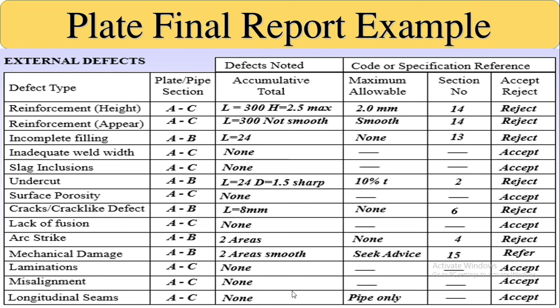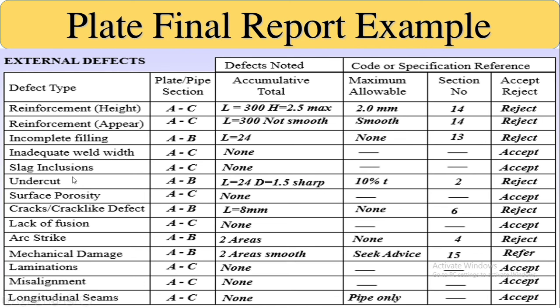If it is, you see here, inadequate weld width, they did not find anything. If nothing is found, you have to mention none, which means accept. You have to find out some length, 300 mm. Reinforcement height is 2.5 mm maximum, but it is mentioned in your report that maximum allowable is 2 mm, so it is rejected. So you have to check all these things and fill in all these details here.